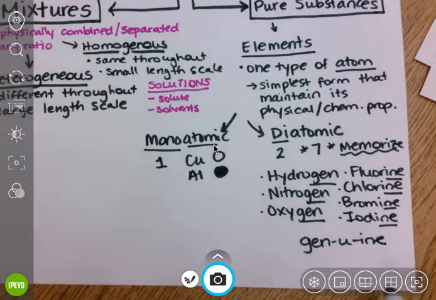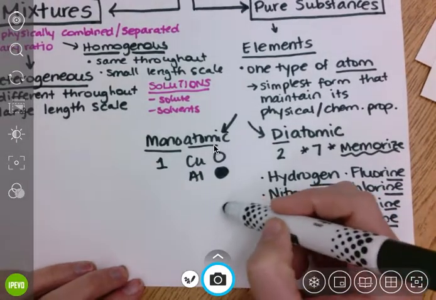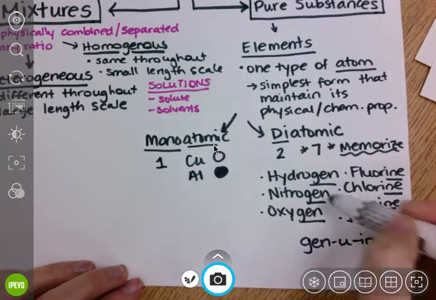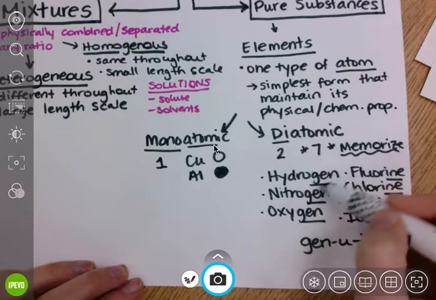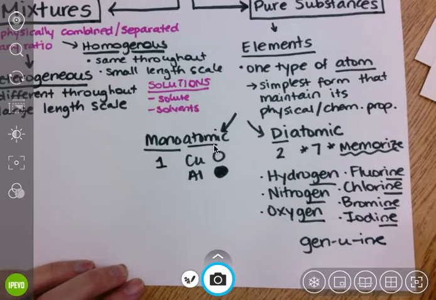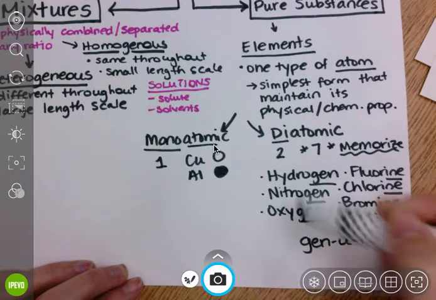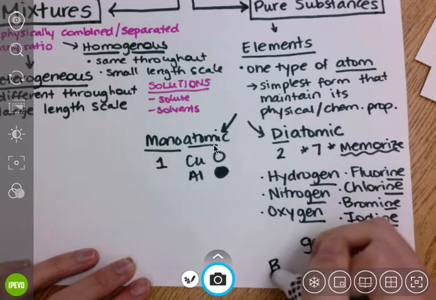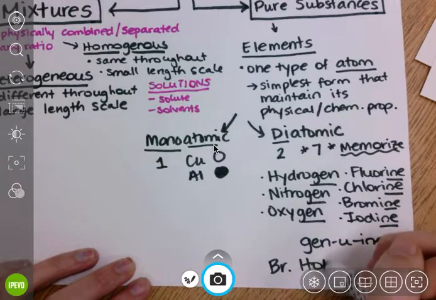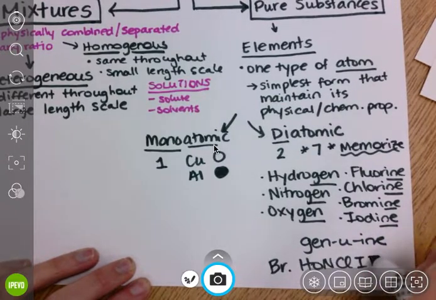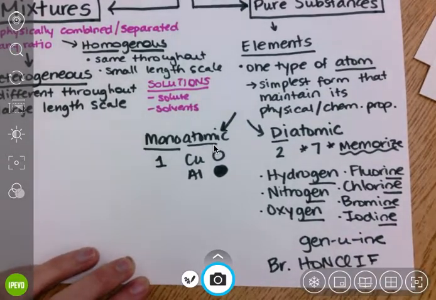Other ways you can remember your diatomic elements is that when you look at them on the periodic table, they form a 7, except for hydrogen, which is in the far corner, being the first element on the periodic table. And Miss Smalling prefers Brother Honcliffe as a way to also remember her 7 diatomic elements.